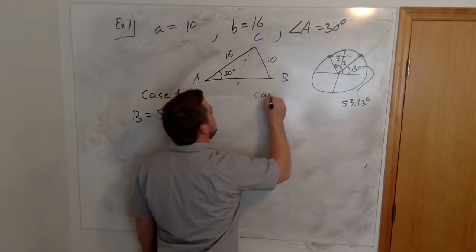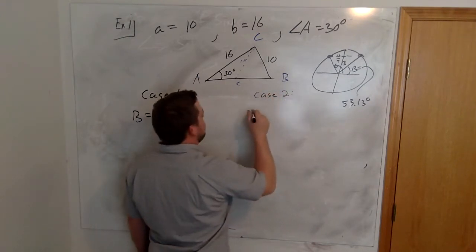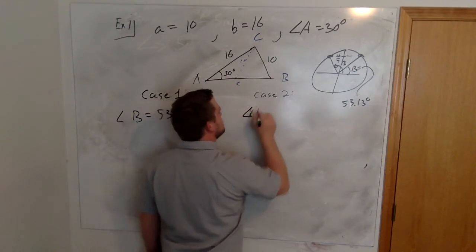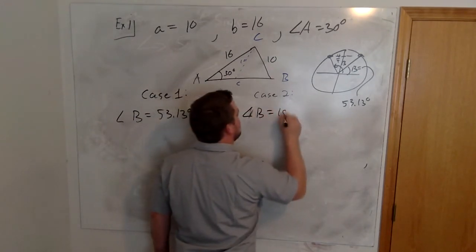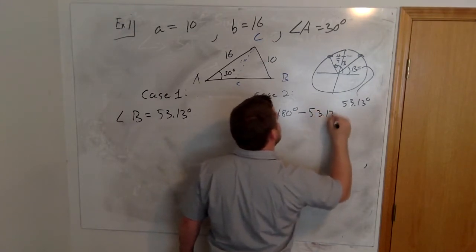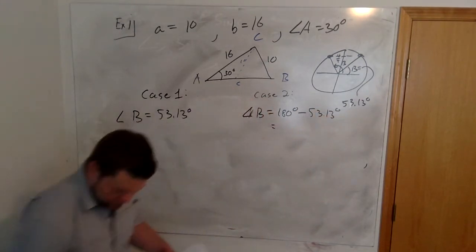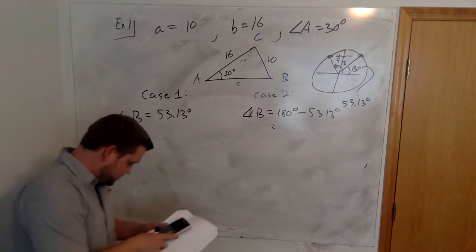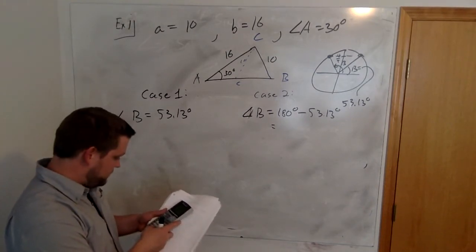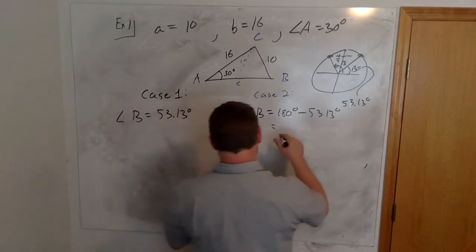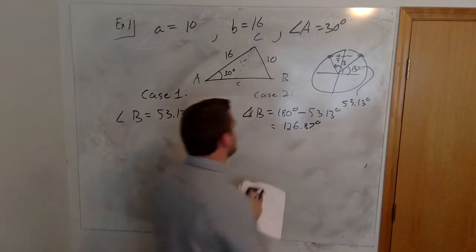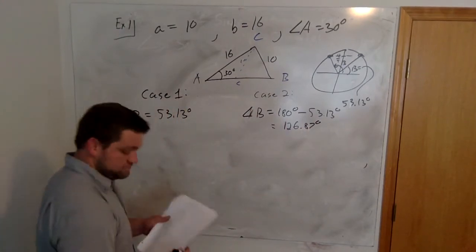Case 2. Angle B could be equal to 180 degrees minus 53.13 degrees. So in this case, we'll have 180 minus 53.13. So we could have the obtuse angle 126.87 degrees. We'll need to think about both of these.